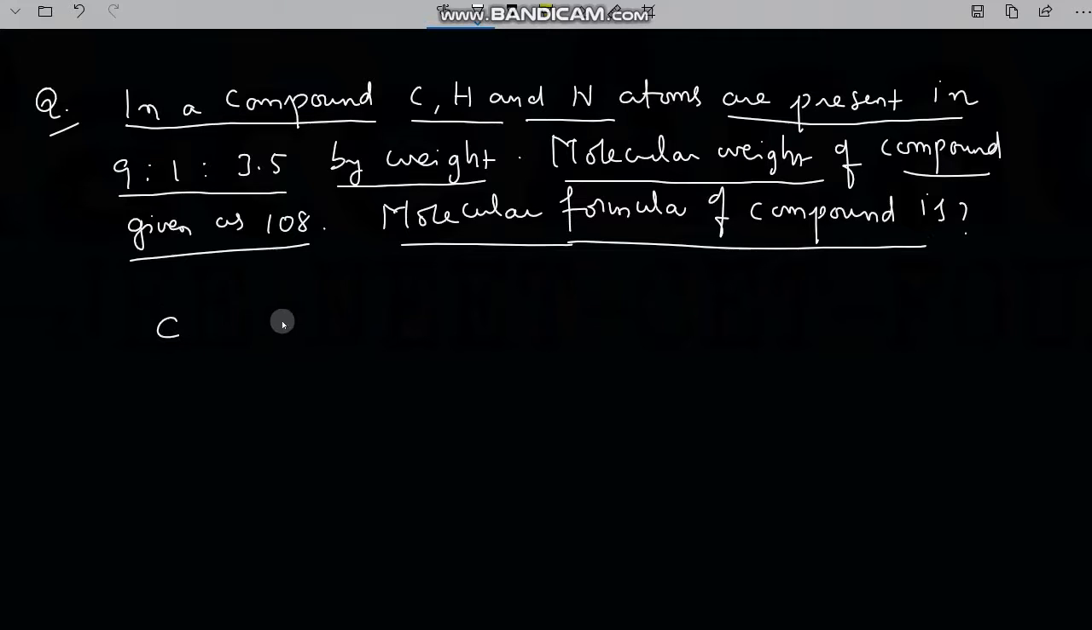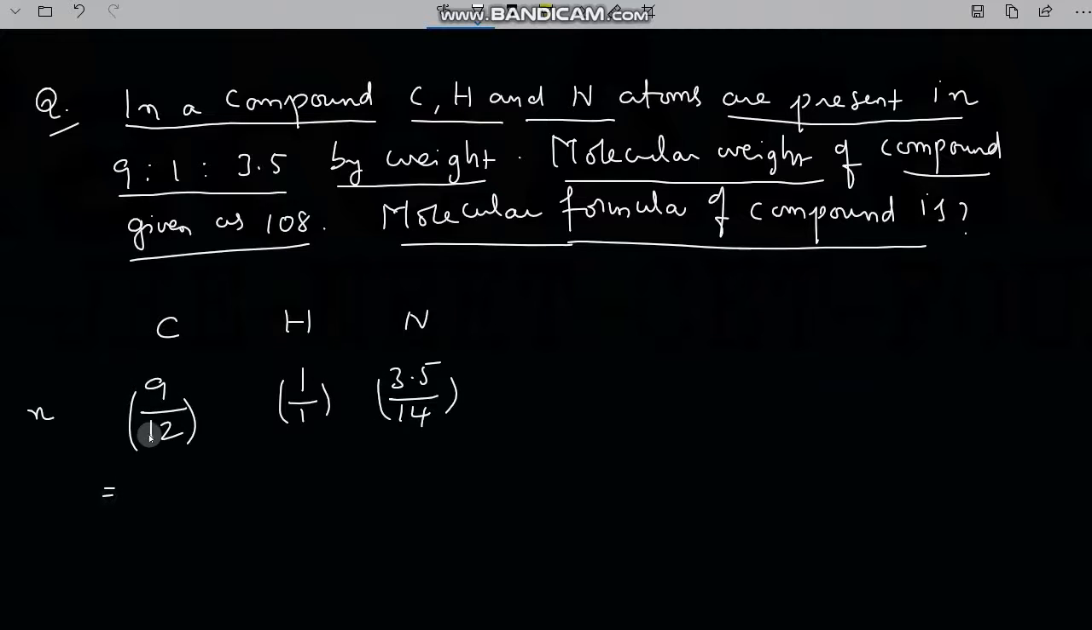We know that carbon, hydrogen, nitrogen are the symbols given. Assuming that 9 is the mass of carbon, 1 is the mass of hydrogen and 3.5 is the mass of nitrogen, what is the number of moles of carbon? 9 by 12. Number of moles of hydrogen, 1 by 1. Number of moles of nitrogen, 3.5 by 14. So what are these values? 9 by 12 is 3 by 4, this is 1, and this is 1 by 4.